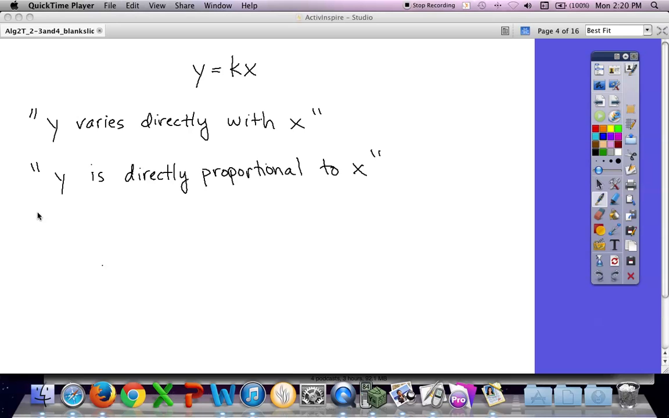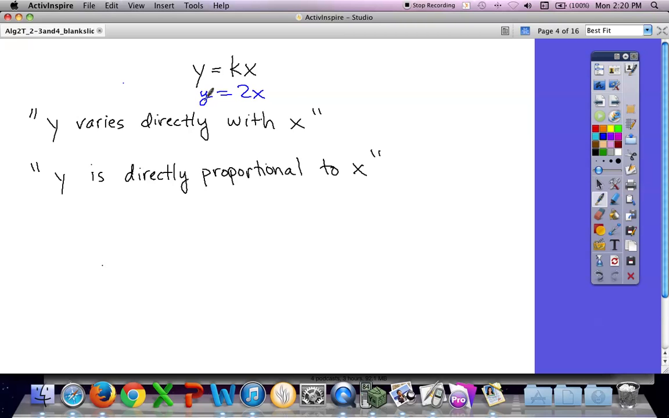Well, just think of it like this. For a known value of k, let's say we already said y equals 2x. What would happen to the value of y if I doubled the value of x? It would double, right? What would happen to the value of y if I cut x in half? It would be cut in half, right?